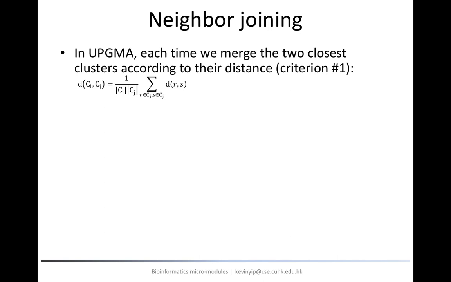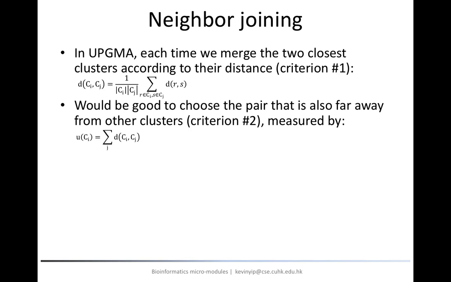It is also an iterative algorithm that merges two clusters at a time. However, unlike UPGMA, neighbor joining considers not only how close two clusters are when deciding which pair to merge, but also how far the merging clusters are from other clusters. We use U to denote the total distance from a cluster to all other clusters. Neighbor joining prefers to merge two clusters that are close to each other but far away from other clusters.